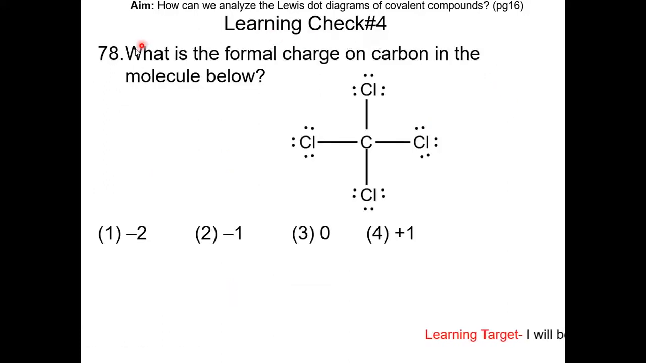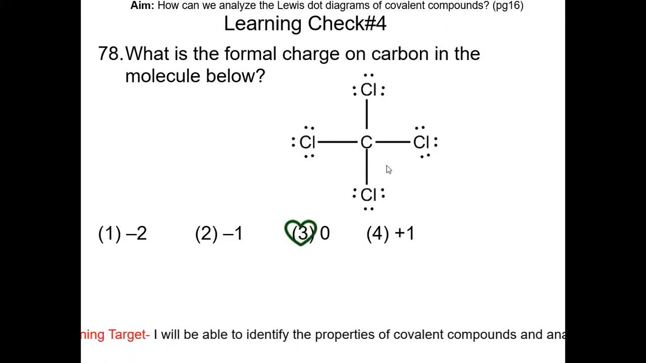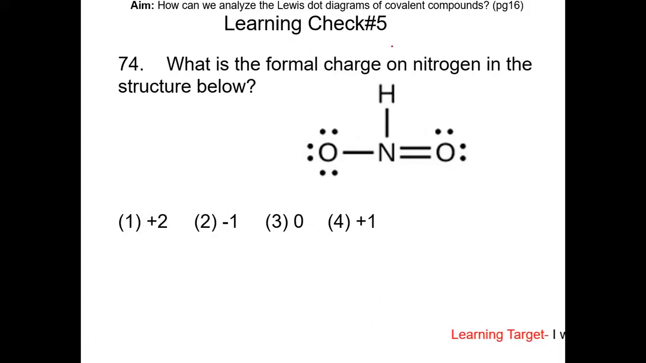Learning check number 4. What is the formal charge on carbon in the molecule below? Pause the video and resume once completed. So the answer is 0, choice 3. A neutral atom of carbon has 4 valence electrons. In this molecule, carbon is forming 4 bonds, and there are no lone pair electrons, so 4 minus 4 is 0.